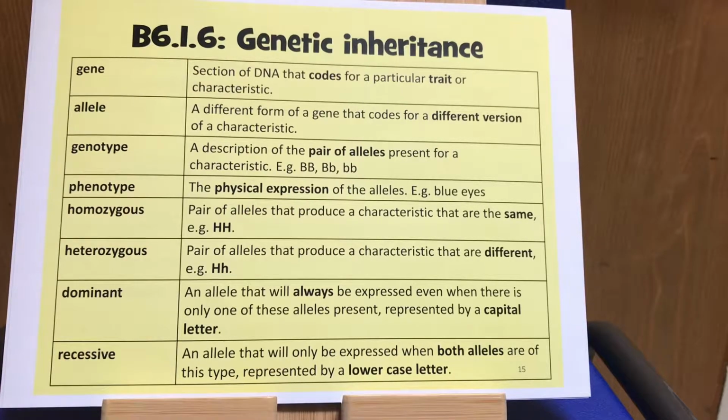And then dominant, now this is an interesting definition that sometimes crops up and it's a hard one to explain. A dominant trait is something that will always be expressed even if there is only one of these alleles present. In other words, you will have a dominant trait expressed if you have a homozygous dominant genotype, for example, big B, big B, or if you have a heterozygous genotype, for example, big B, little b, because that dominant allele will always express the dominant feature when only one is present. Recessive, both alleles need to be present as recessive alleles, lowercase letters, in order to have that trait.